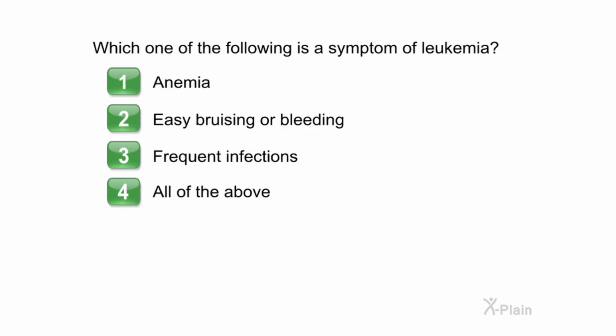Which one of the following is a symptom of leukemia? Choose one of the following options. 1. Anemia. 2. Easy bruising or bleeding. 3. Frequent infections. 4. All of the above. Correct.